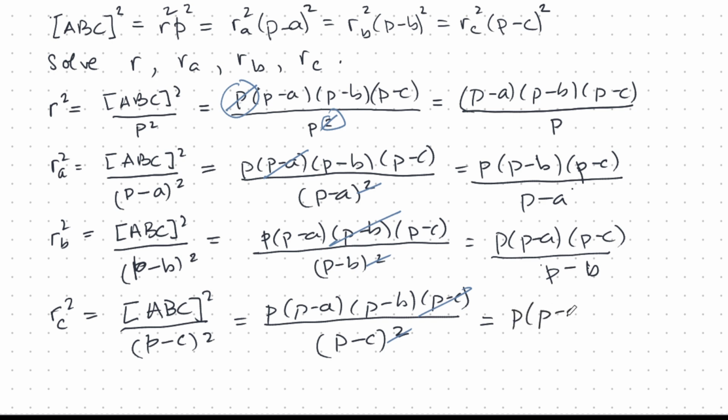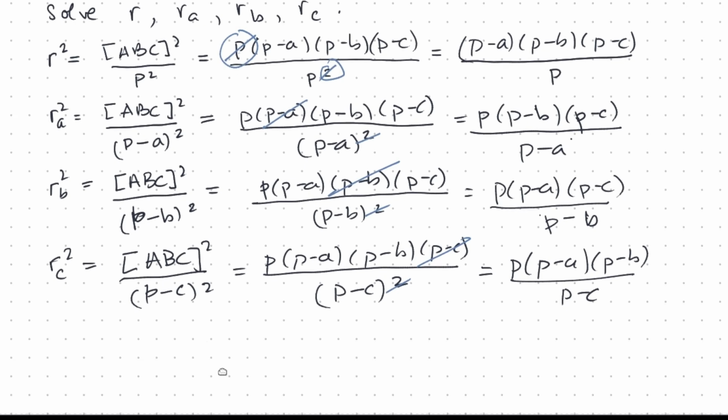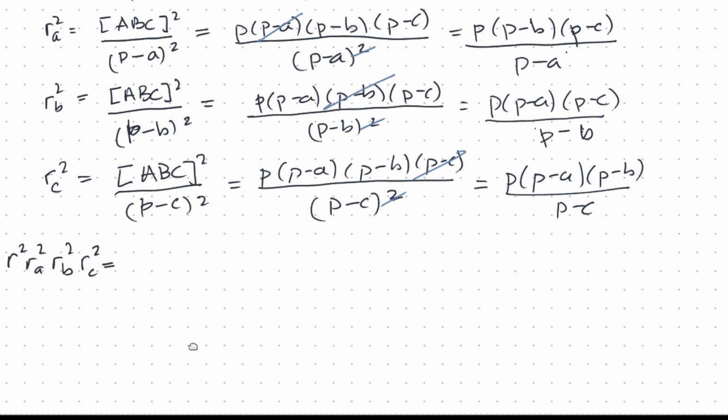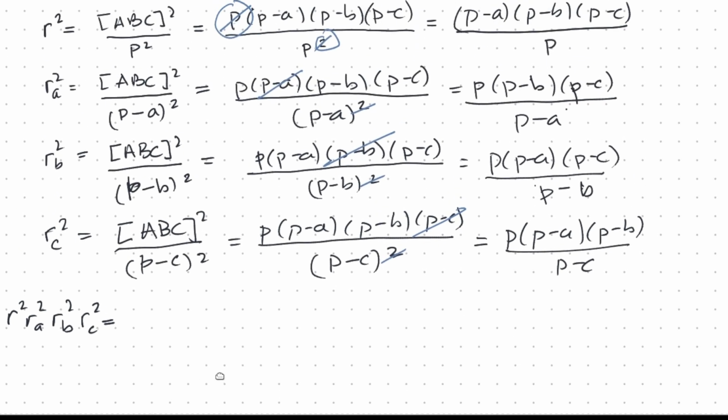P minus a, p minus b over p minus c. Again, this kind of cyclic pattern emerges. Well, what should we do now? Well, what I'm going to do is multiply everything together. R squared, RA squared, RB squared, RC squared. All right, so this is like a huge mountain of stuff.